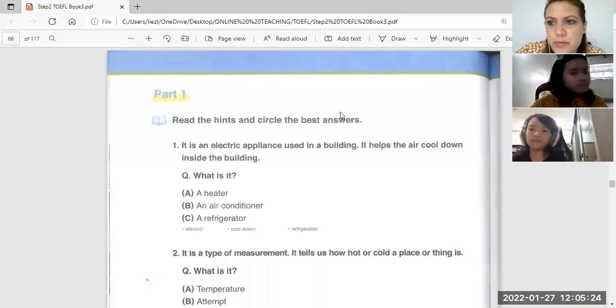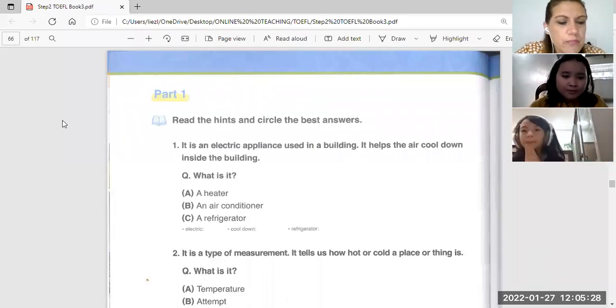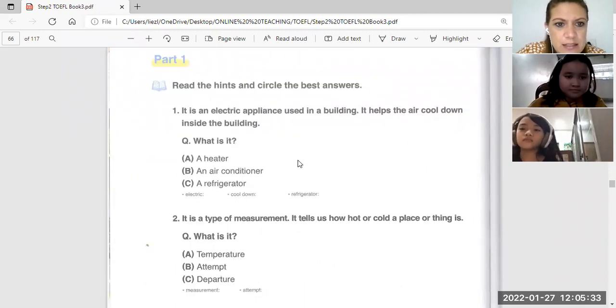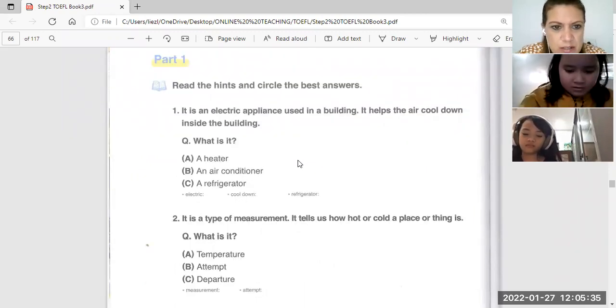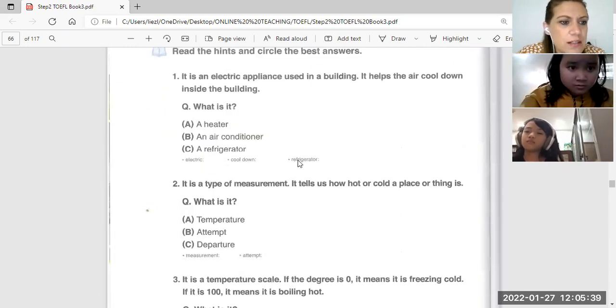Okay, so today we're going to do TOEFL, Step 2, Book 3. And we're going to do reading. Read the hints and circle the best answer. Okay, let's go. Let's read here. Pyongni, you can read number 1.